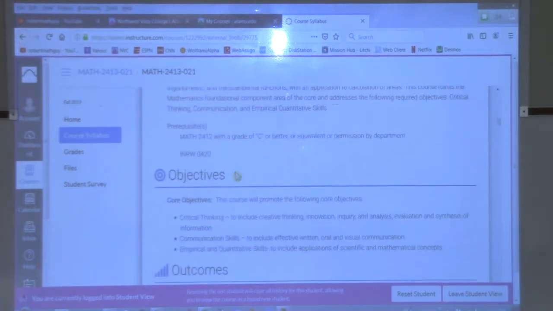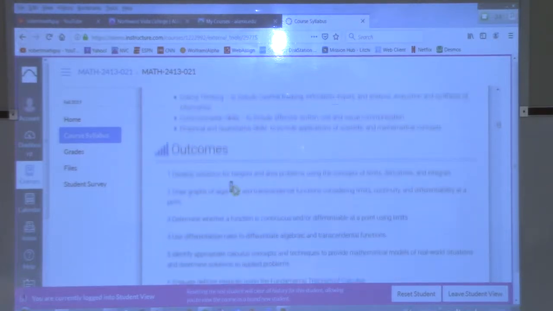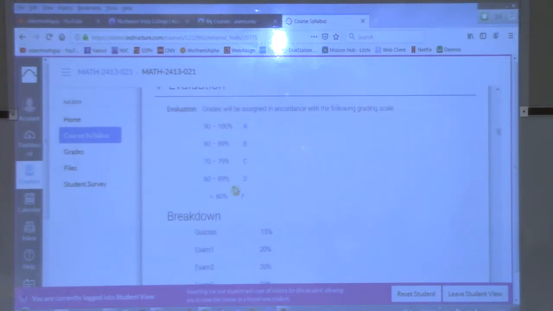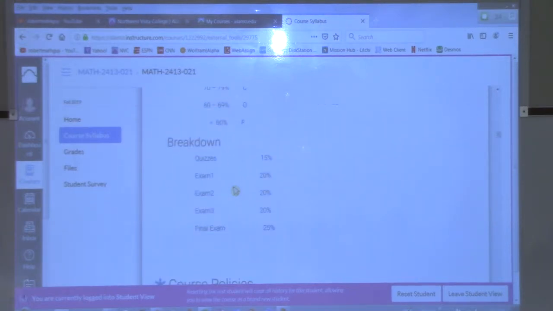All right, the description of the class I'm not going to go through. You can read through that. We have a lot of things we're going to go through and complete this semester. You're probably interested in your grade, so the grade is broken down, as indicated there. The big thing is the quizzes.